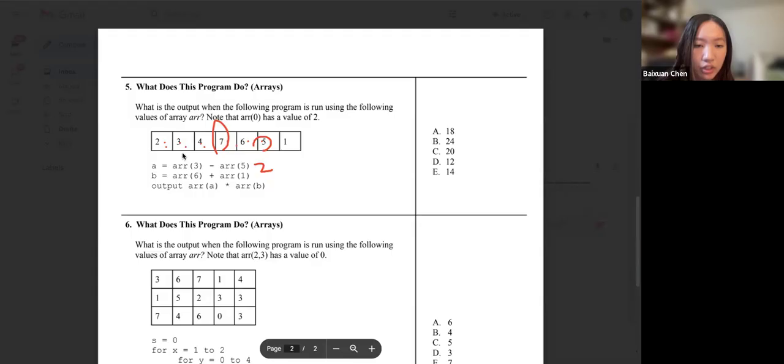And then we have array 6 plus array 1. So we have 4. And then if we output it, it should be 8. Let me see if something went wrong.